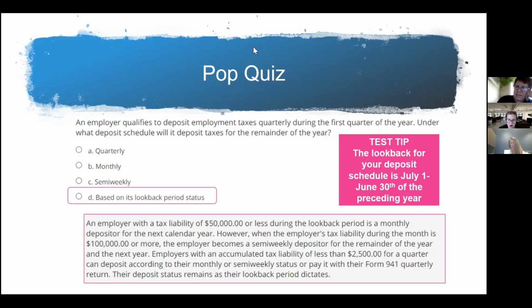So what that basically means is, if you were a semi-weekly, but maybe your workforce came down really, really low and you only had $2,500. If your look back period says that you're a semi-weekly, you still remain a semi-weekly, but you can pay that with your 941 quarterly.